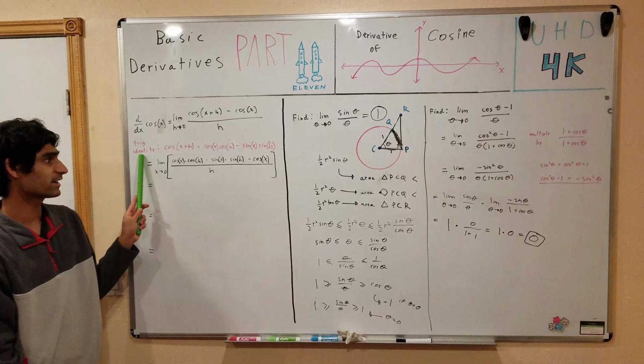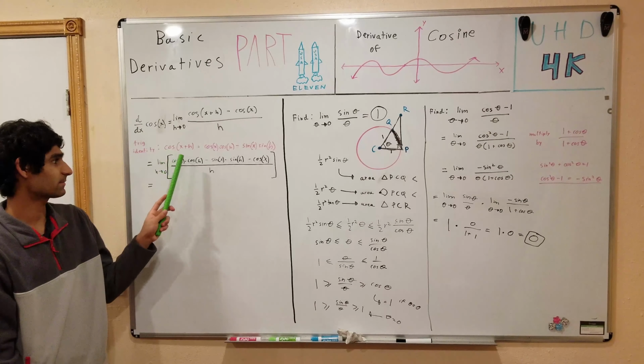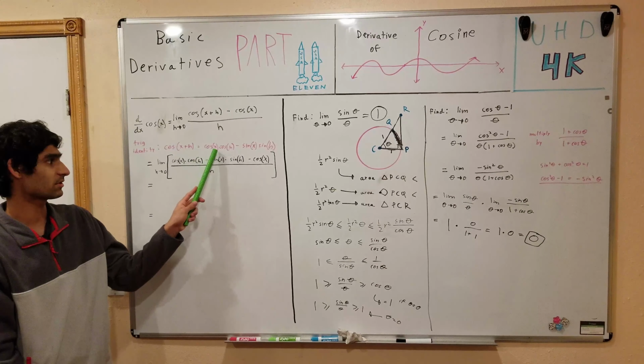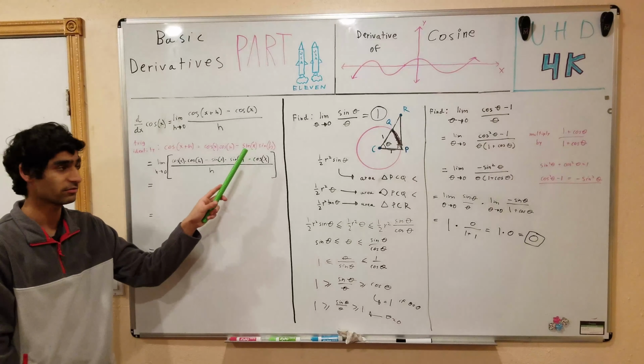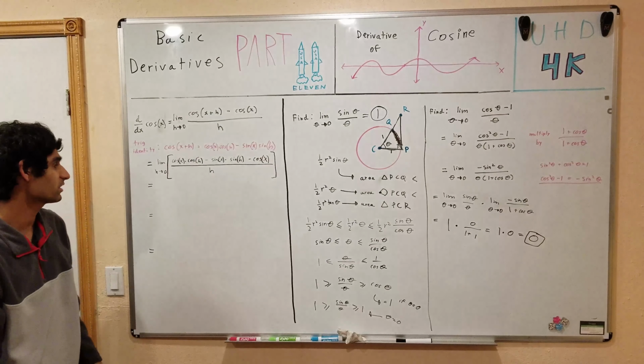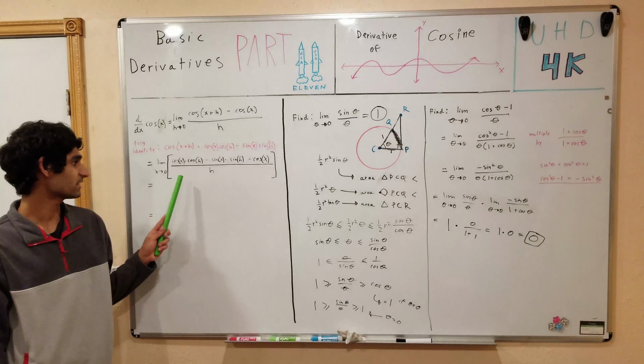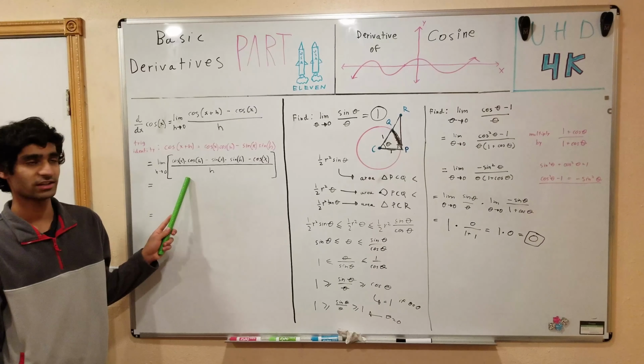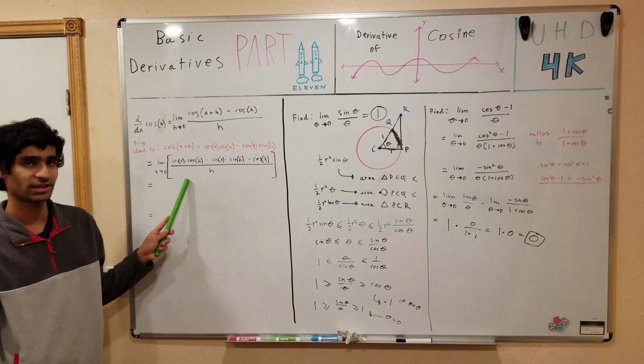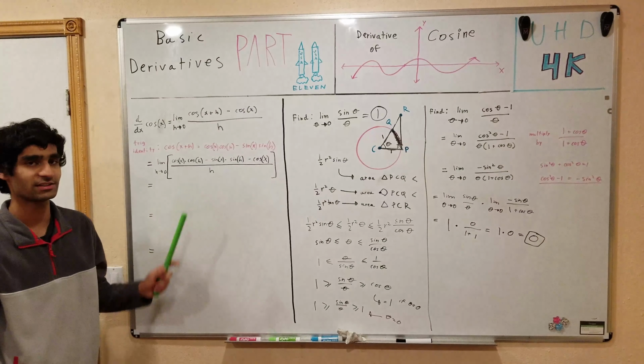We have a trigonometric identity over here. Cosine of x plus h is equal to the cosine of x times cosine of h minus sine of x times sine of h. We'll go ahead and make the substitution to get this expression: the limit as h approaches 0 of cosine of x times cosine of h minus sine of x times sine of h minus cosine of x, divided by h.